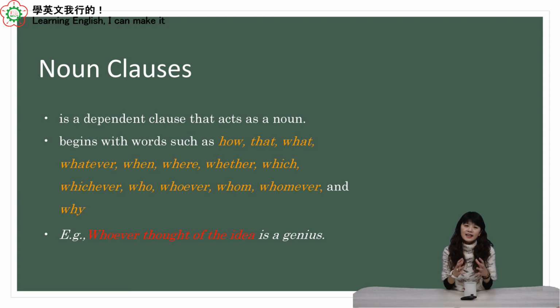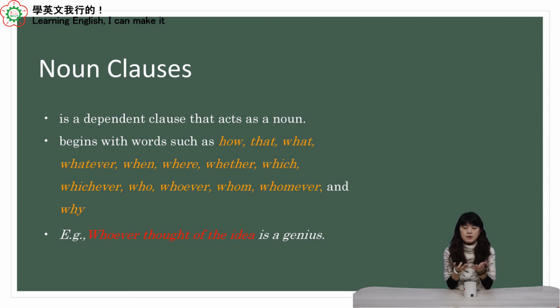Okay, so the last one we are going to discuss today is noun clauses. A noun clause is a dependent clause that acts as a noun in the sentence. Usually you can see the noun clause begins with words such as how, what, whatever, when, where, whether, which, whichever, who, whoever, and why. If you see these words in the sentence, you can start to consider it might be a noun clause.